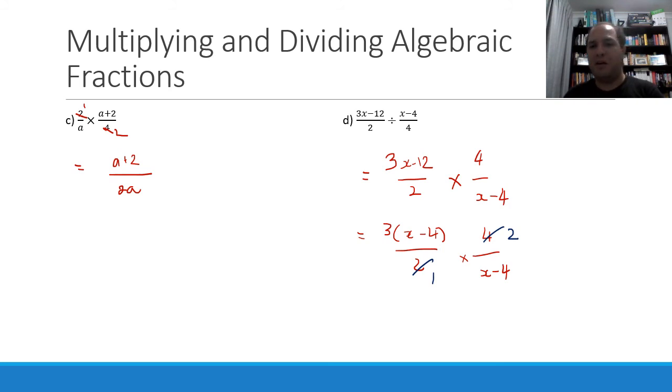And now we've also got a common algebraic expression as well. We've got x minus 4 in the numerator, and x minus 4 in a denominator, and those can cancel each other out too. So all we're left with then is 3 times 2, which is 6. All we've got left in the bottom is just 1, so we're left with an answer of 6. The key step, students, when multiplying and dividing these algebraic fractions, is to factorize first, and then once you've factorized everything, look to cancel out those common factors.